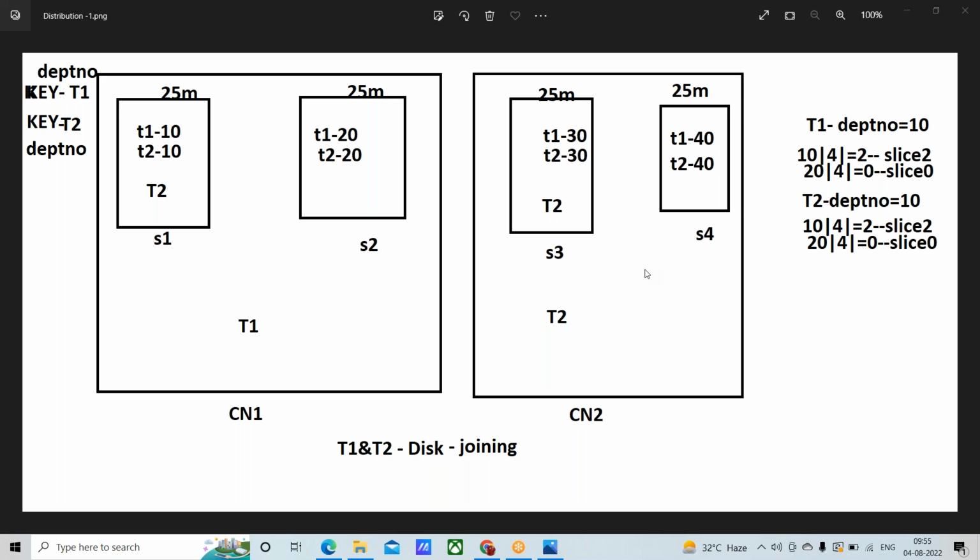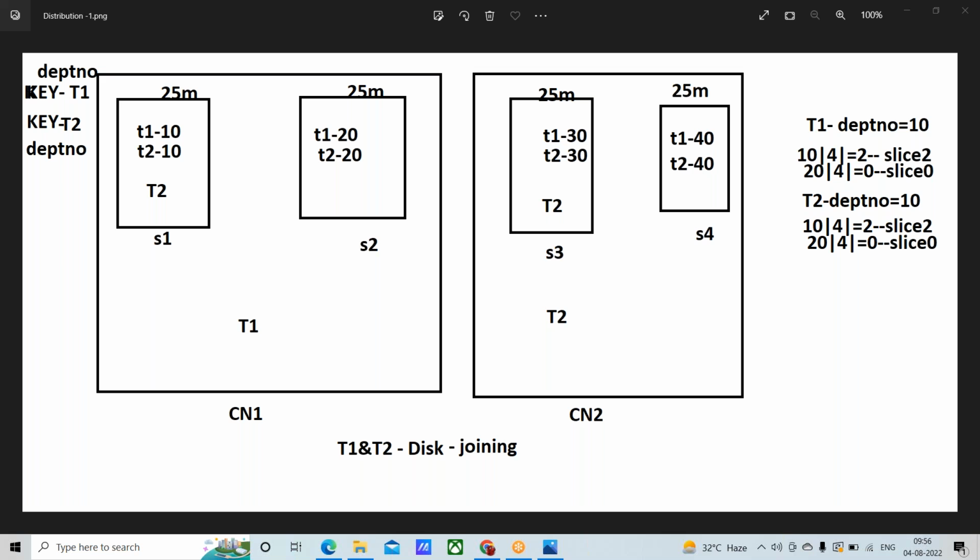So when two tables are distributed, if more people are in one slice, that's fine, because the join is happening locally. You're not moving data anywhere. You got my point? Because they're all there in one place, all their queries are answered there itself. You're not moving anything anywhere.